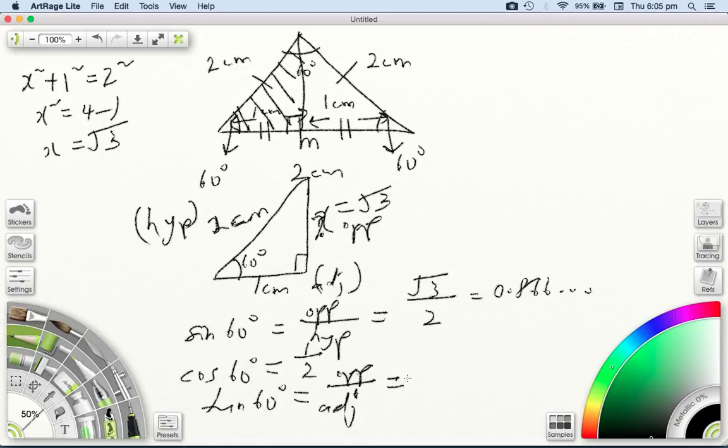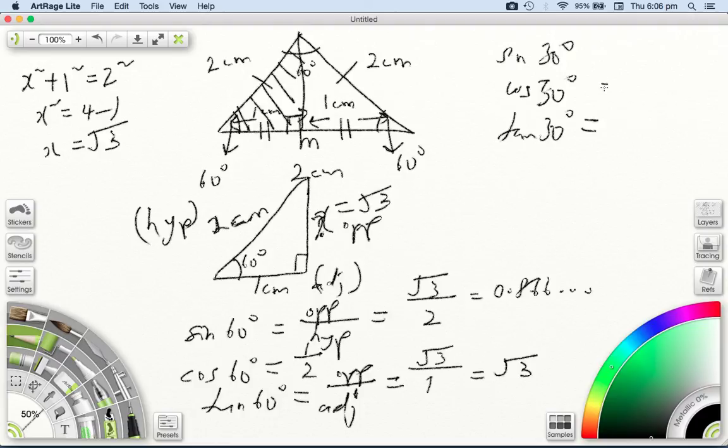Well, what's opposite over adjacent? Opposite is square root 3, and adjacent is 1. So the length is root 3. All right? So now the question is, how do I compute sine 30, cosine 30, and tangent 30?